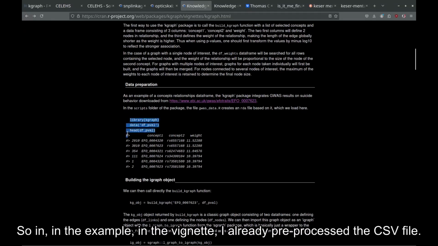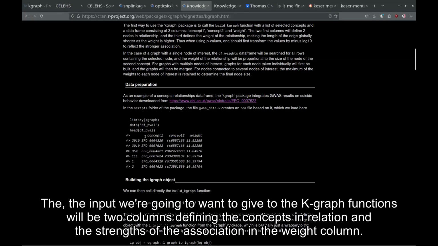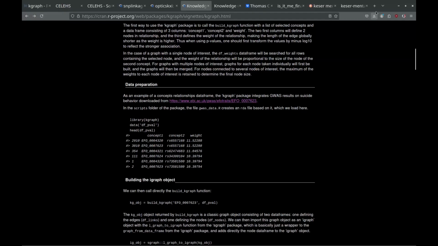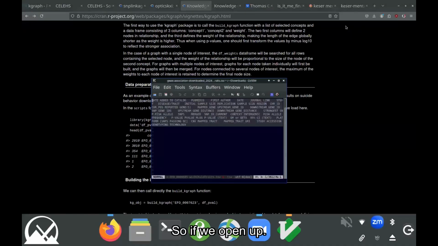So in the example in the vignette, I already pre-processed the CSV file. The input we're going to want to give to the kgraph functions will be two columns defining the concepts in relation and the strengths of the association in the weight column. And so in this case, it's minus log 10 p-values.